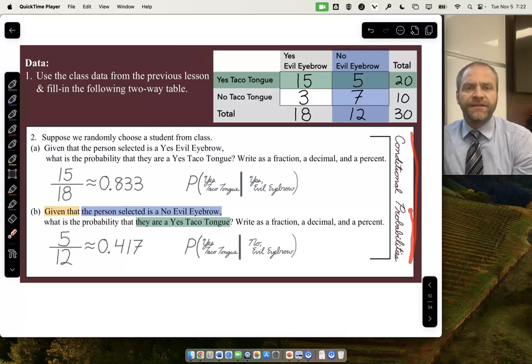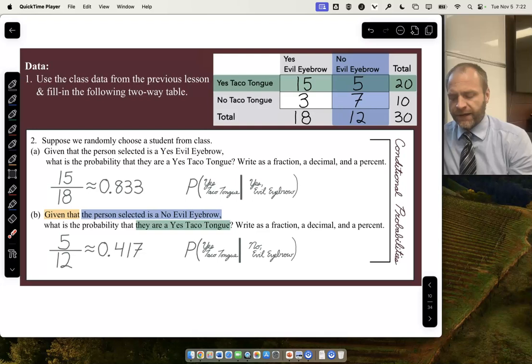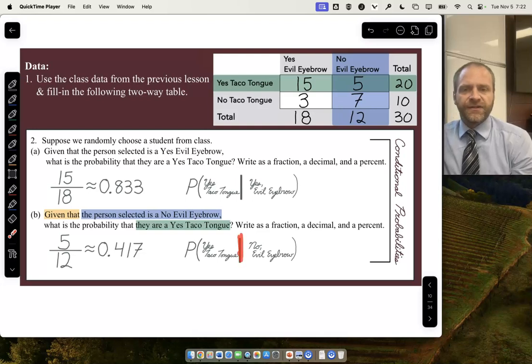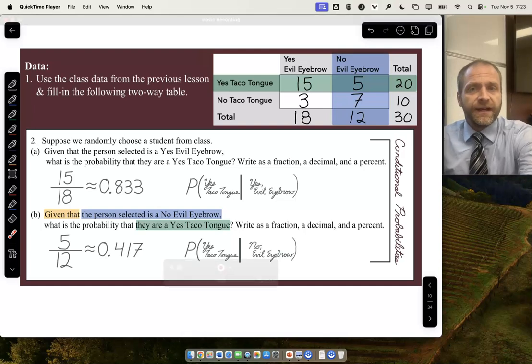Something has been put as a condition. Given that, we're only focusing on students who cannot evil eyebrow. So when you put a condition in play, that's when you start using this notation. And so this right here is our given that. And this is really what conditional probabilities is, which is really what half our lesson is over. So let's move on to the next example.